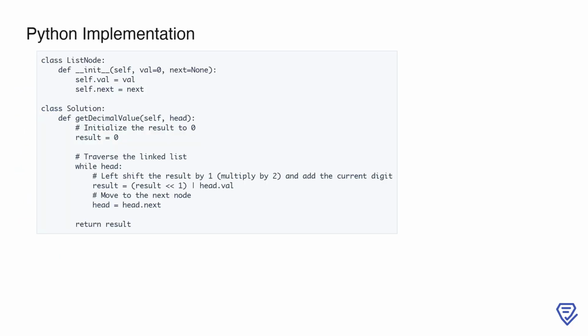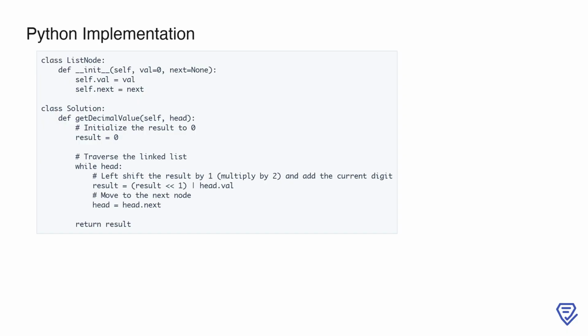This solution converts a binary number stored in a singly linked list into its decimal integer equivalent. Let's break it down step by step. 1. ListNode class. The ListNode class represents each node in the linked list. Each node contains a val, a binary digit 0 or 1, and a next pointer to the next node in the list. 2. Initialization. Inside the getDecimalValue function, the result variable is initialized to 0. This variable will hold the decimal value as we process the linked list.